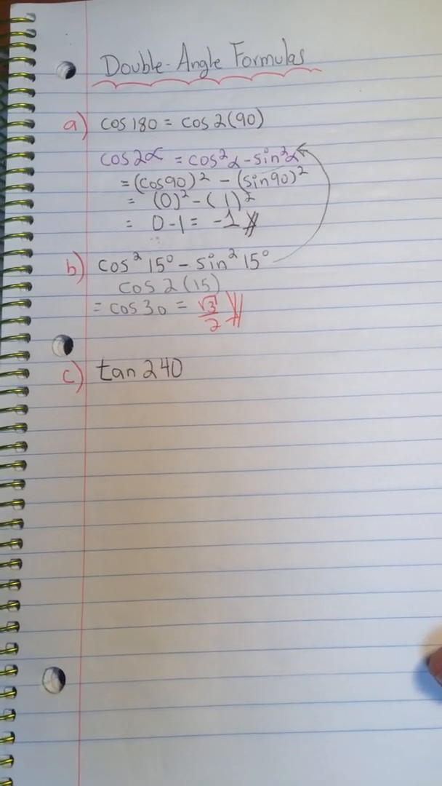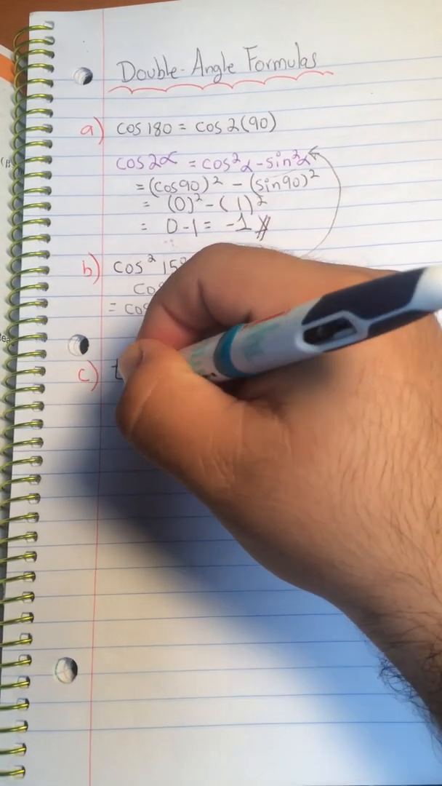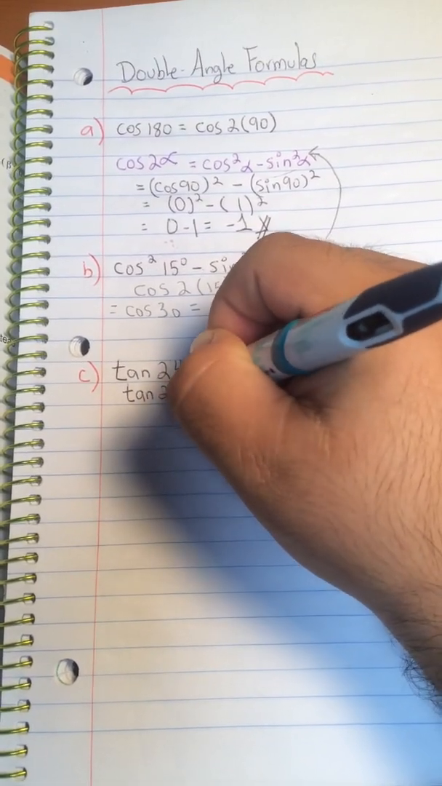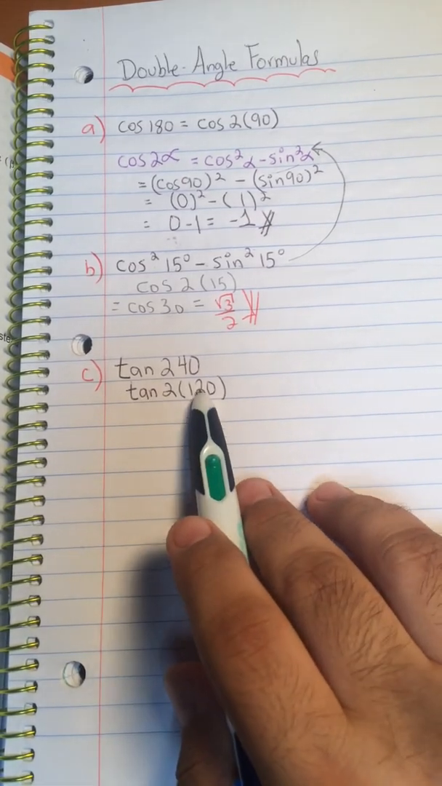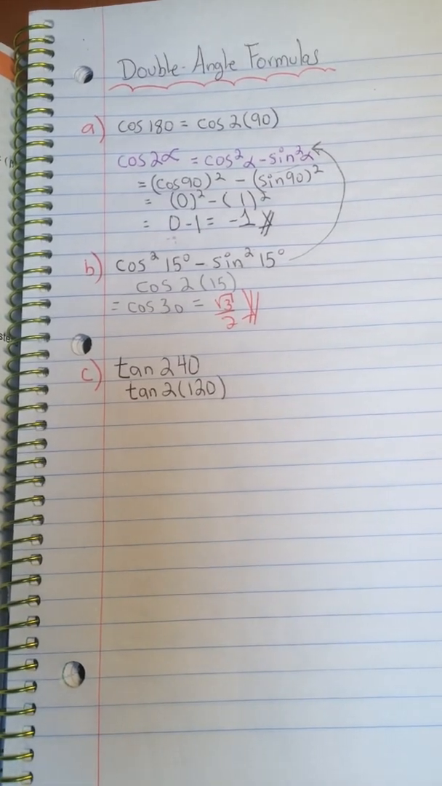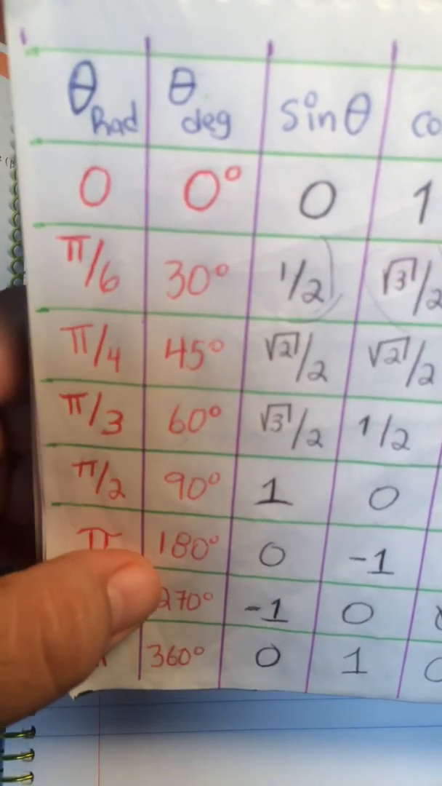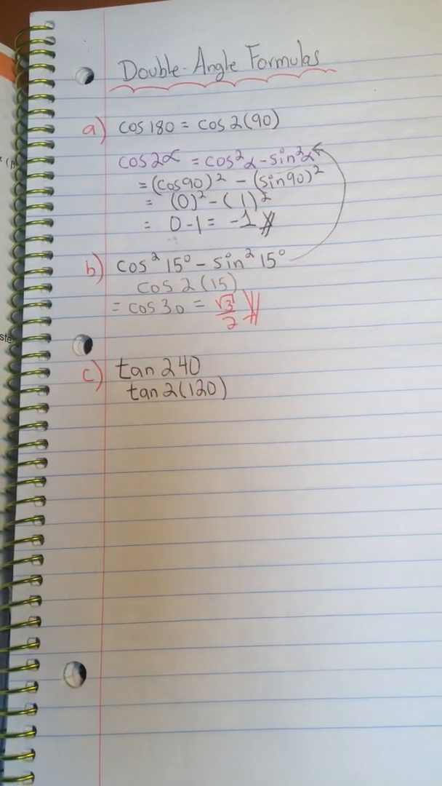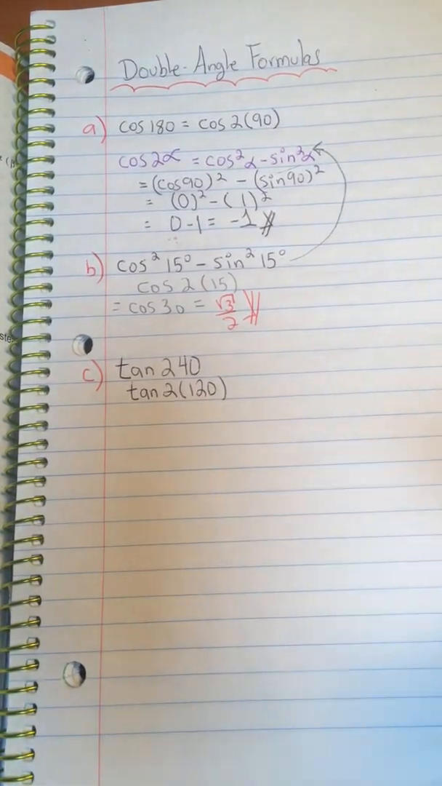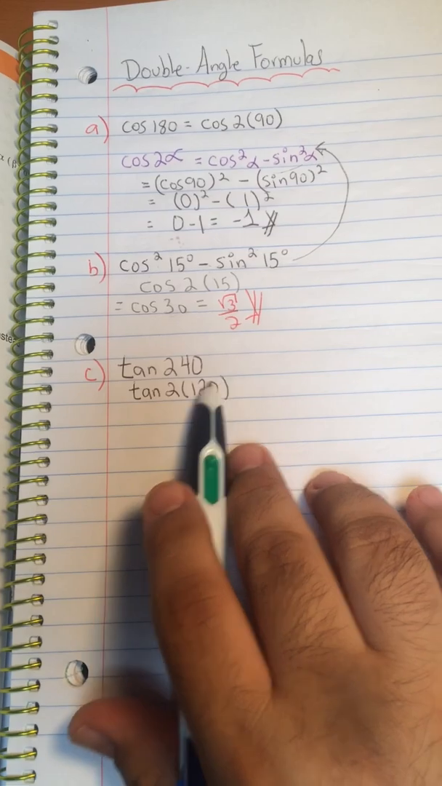Okay, let's start. Now, tangent of 240 is already a double angle, right? So we would have tangent of 2 times 120. This one brings us to 240, right? Now, if you notice, if we come to our table, we don't have the tangent of 120 because we have 90, 180, 270, 360. So what we can do is convert the 120 into another double angle. Let's just simplify this one.